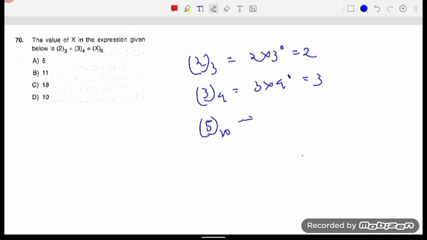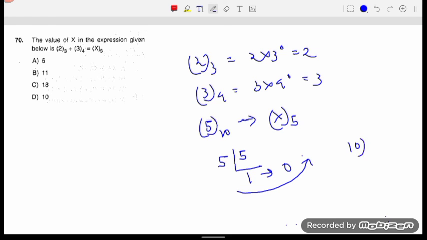This we have to convert into base 5, so we have to divide it by 5. The quotient is 1, and the remainder is 0. We read from below to above, so 1 0, and the answer will be 10 base 5. So it is option D.